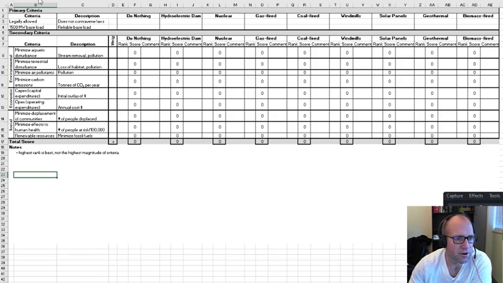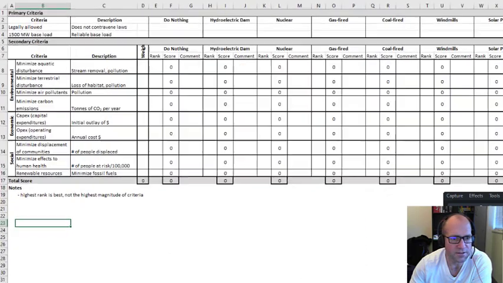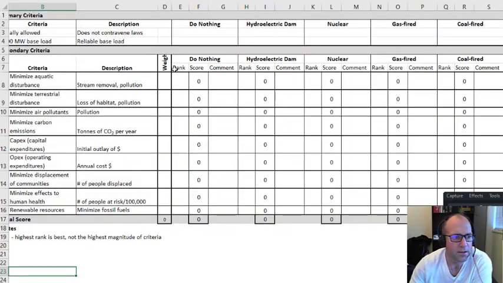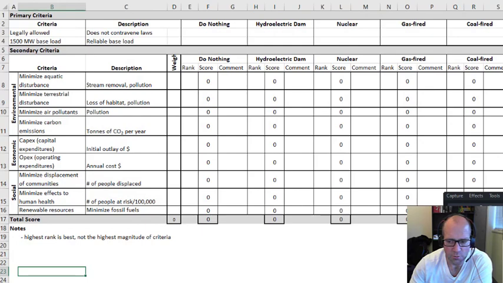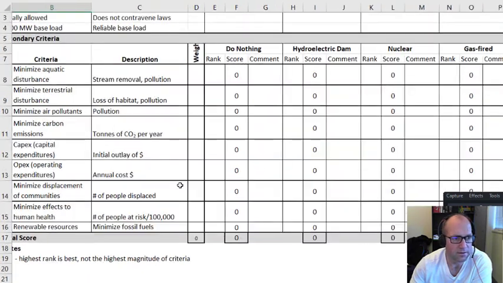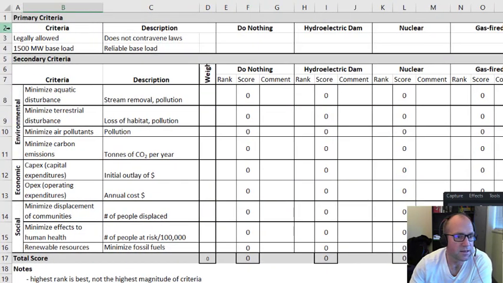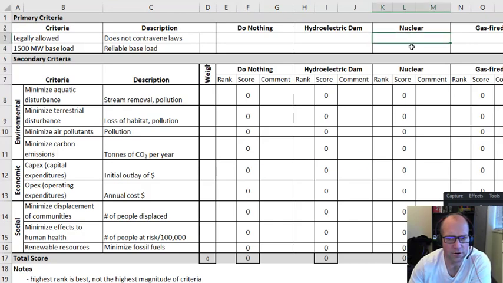So we've got some primary criteria. And now that you've seen the options, I'll zoom in a little bit. And you can see that our primary criteria consist of the project being legally allowed in BC and the project generating 1500 megawatt baseload. So let's start with legally allowed in BC. So do nothing, that is legally allowed. Hydroelectric dam, that is legally allowed. Nuclear. Nuclear is not legally allowed in BC.